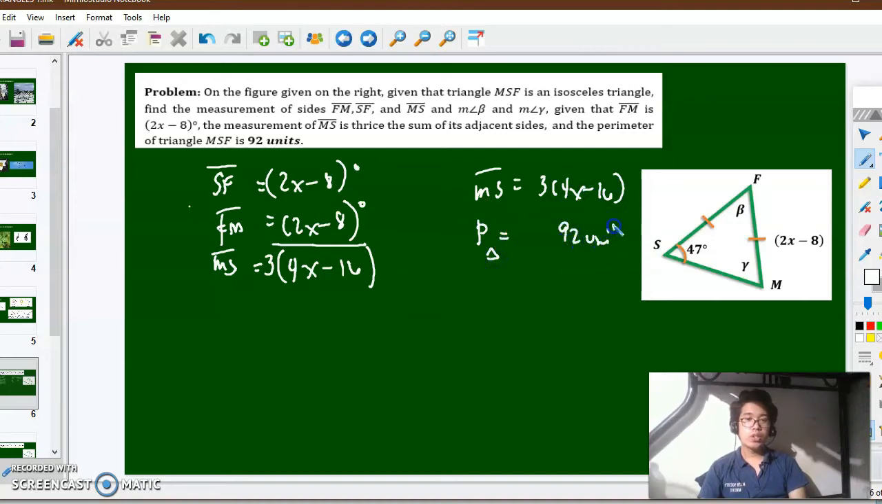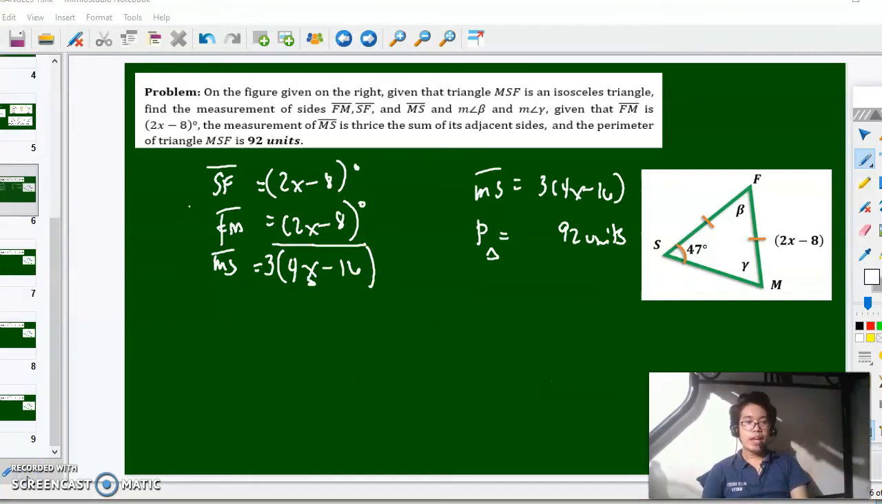So there, we can now solve for the measurement of the sides by first solving for the value of x. Now that we have the value of the perimeter, and also the expressions for all of the sides, we can get the value of x and solve for the exact value of the sides. So how do we do that?